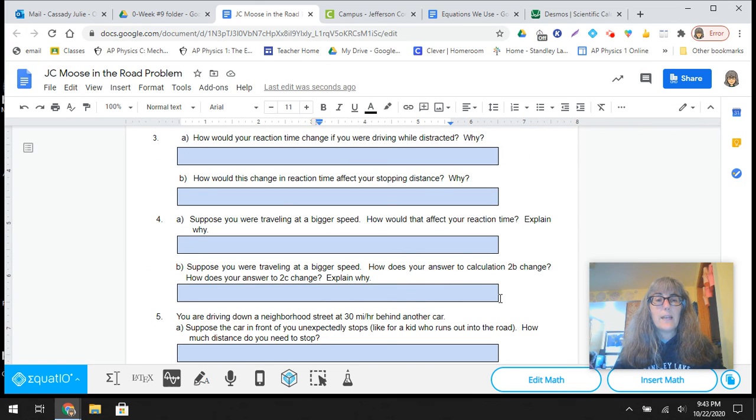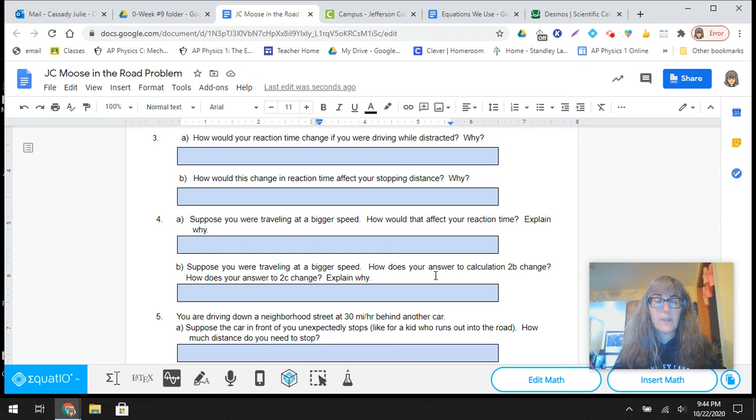Question 4 is saying, now let's think about going at a faster speed. So maybe you're traveling down Wadsworth at 45 miles an hour, or you're on the highway at 65 miles an hour. What would that do to your reaction time? And explain why. And then suppose that you were traveling at a bigger speed. How would your answer to the reaction or the stopping distance change?